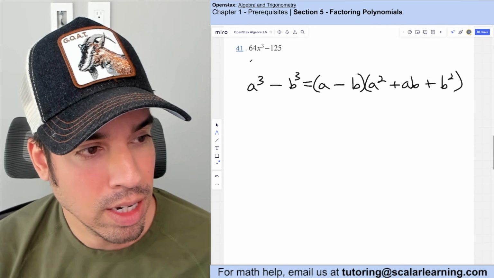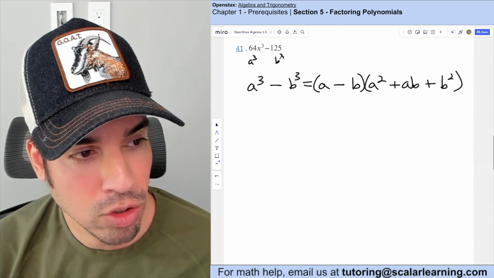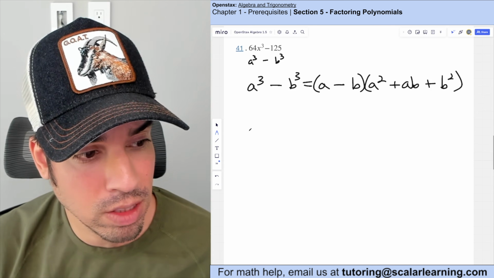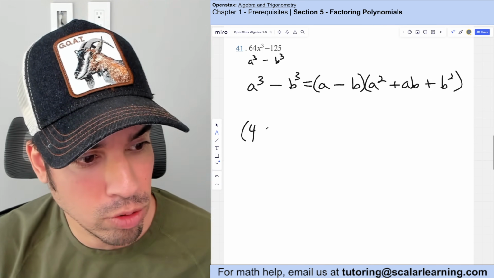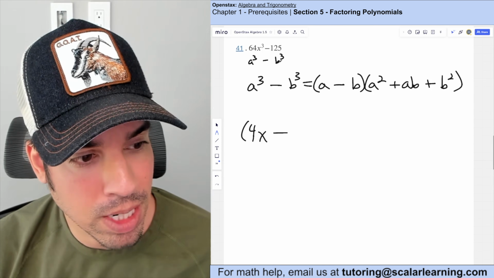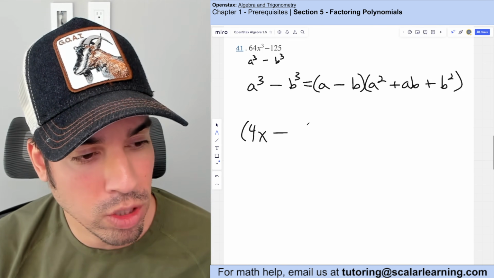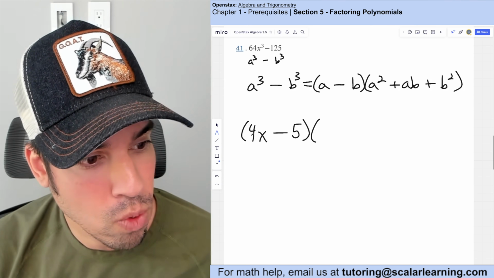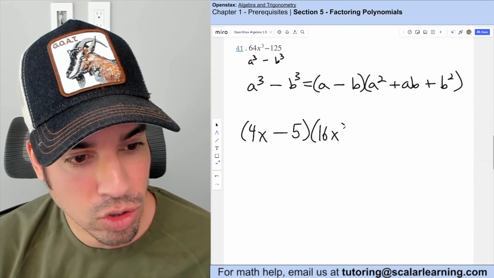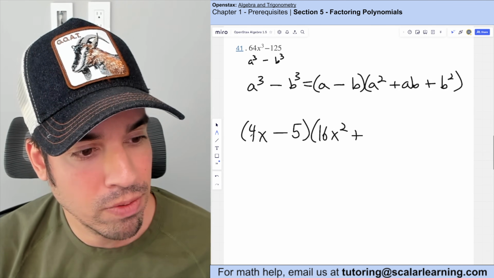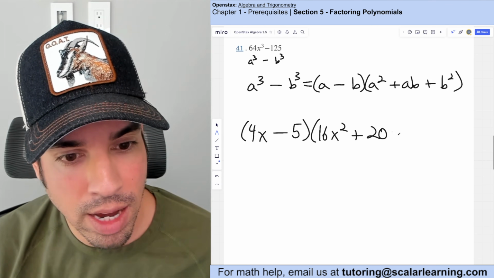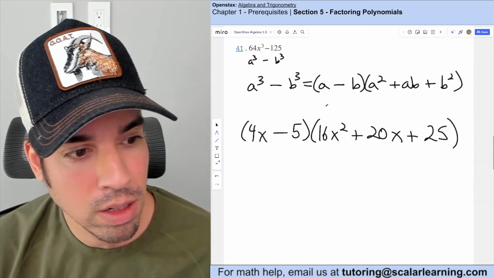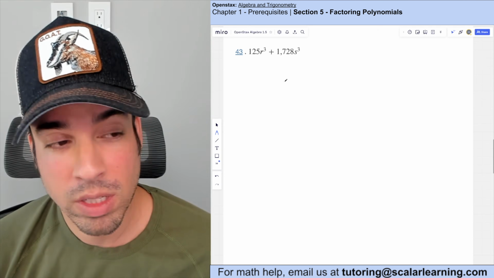Now let's apply it. Again, this is a cubed, this is b cubed. So what is a? A is the cube root of 64x cubed. Cube root of 64 is 4, cube root of x cubed is x, and then we have minus b. So b, the cube root of 125, is 5. And now we go to the trinomial: a squared, that's 4x squared, which is 16x squared, plus a times b, 4x times 5, which is 20x, and then plus b squared, 5 squared is 25 for the win. Boom, done.